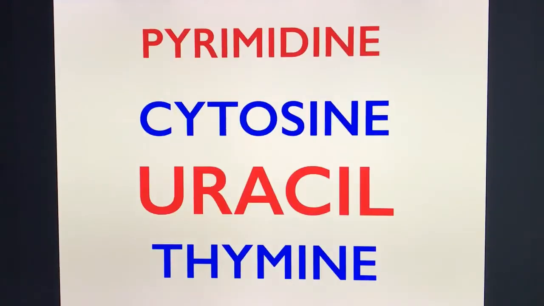Next flashcard is Cut the Pie. C-U-T. This is for your pyrimidines. So these are your pyrimidines. We have cytosine, uracil, and thymine. Please take note, letter U, uracil, is only found in RNA.